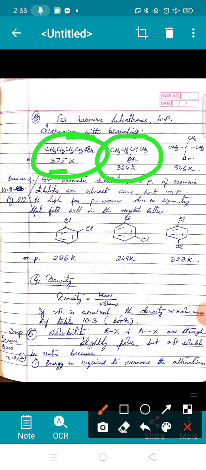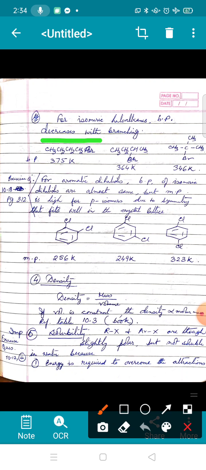Here you see we have the third example. Here also it is the same molecular formula, but here we have two branches now. Because of the two branches, the boiling point has decreased further. So for isomeric haloalkanes, you must remember, boiling point of isomeric haloalkanes decreases with branching. Very, very important. Now what happens when we have aromatic isomeric haloalkanes?